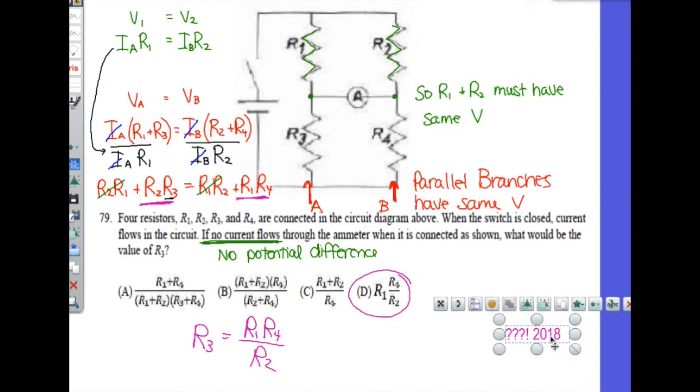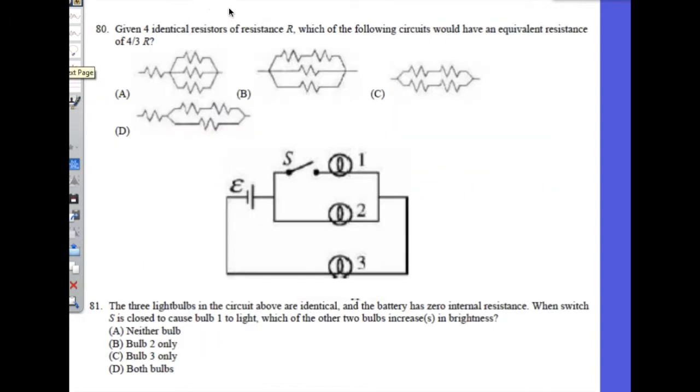I think last year we ran out of time and I didn't have time to think about this, so we skipped this one. But this year we got it. Given 4 identical resistors of resistance R, which of the following circuits would have an equivalent resistance of 4/3 R? So I'm just going to go through here as quick as I can and figure out equivalent resistance.